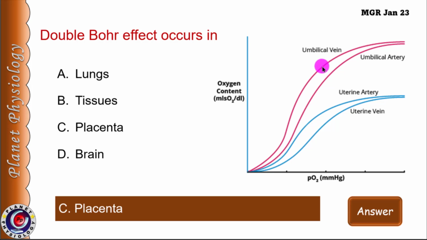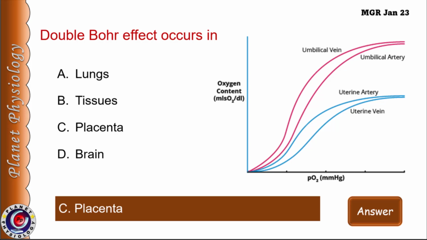This increases the affinity of hemoglobin for oxygen. At the same time, carbon dioxide which has entered the maternal blood decreases the affinity of the mother's hemoglobin for oxygen. Thus, at the level of placenta, due to double Bohr effect, maternal blood releases more oxygen and fetal blood picks it up in higher quantity.